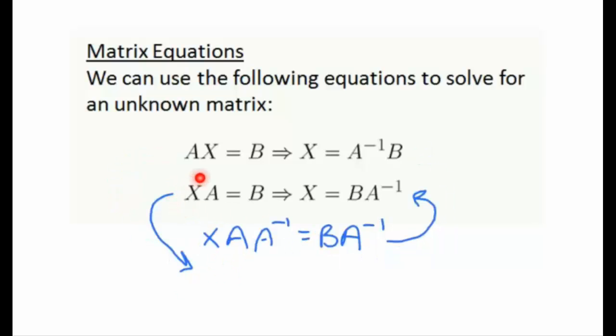And similarly, if we begin with an equation that looks like this and we're interested in solving for X, we can apply A inverse on the right-hand side to remove the A. And just like before, A times A inverse is going to give us an identity matrix, and X times the identity matrix is going to be just X.